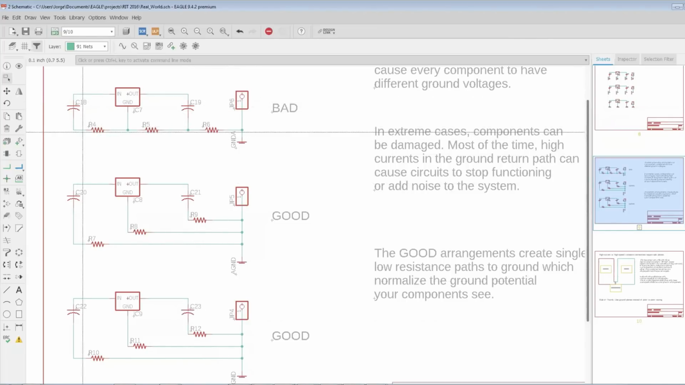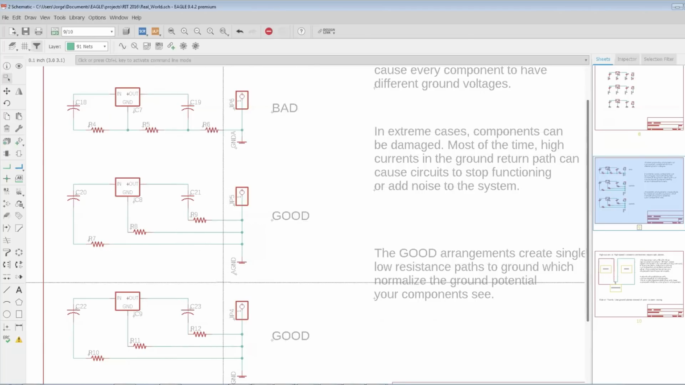If you were to daisy chain the connections, there is an impedance. Here we've modeled it as just a simple resistor, but it does have an impedance. It has a capacitance, has an inductance to it, okay? And as you can see here, if it's daisy chained, then this reference potential is going to be different from this reference potential. It's going to be different from this reference potential. Okay? And that can cause a circuit to not work.